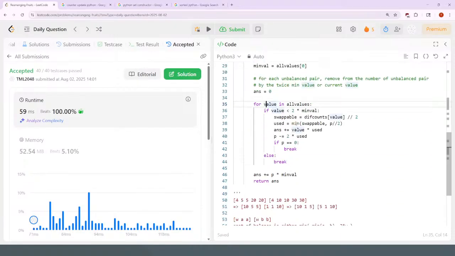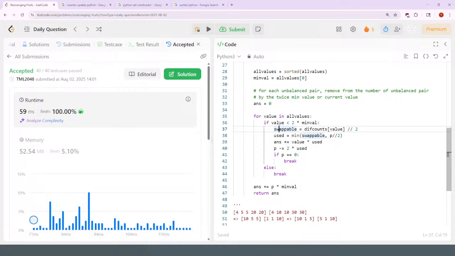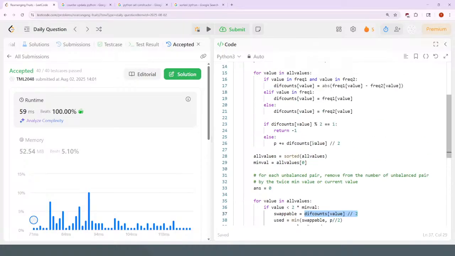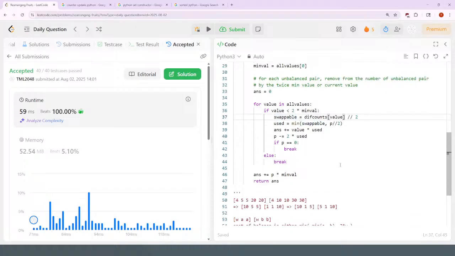And then once you have everything sorted out, you figure out what your min value is. That's going to be your ferry cost, like doing the double swap. And for every value that has a difference, you swap based on the number of differences that they occur.